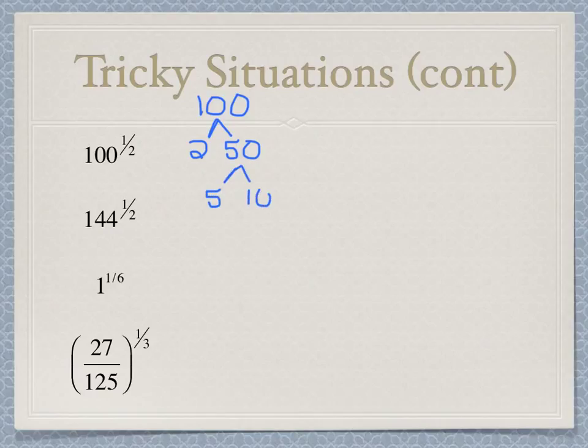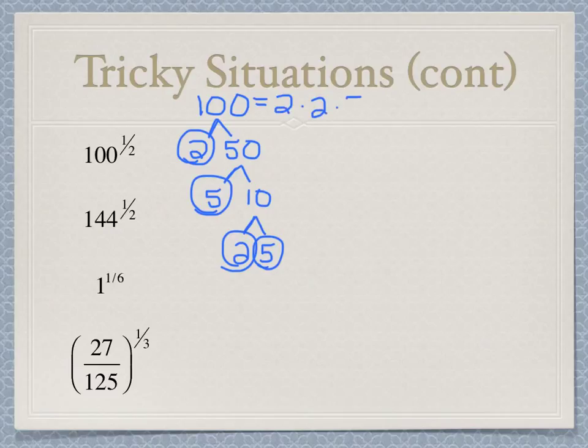5 and 10. Notice the 2 is prime, the 5 is prime, and 10 is made up of 2 and 5. So if I was going to write 100 out as a prime factorization, meaning what times what times what times what makes 100, I would write 2 times 2 times 5 times 5.